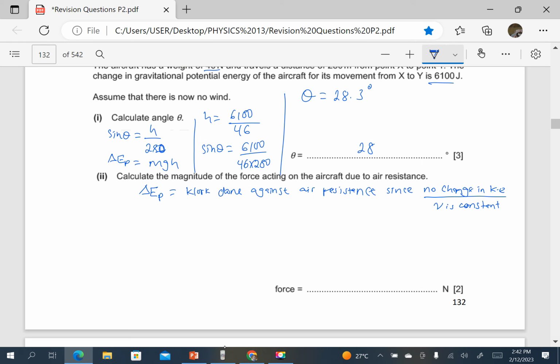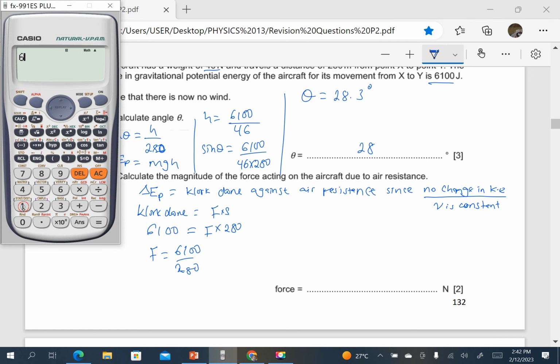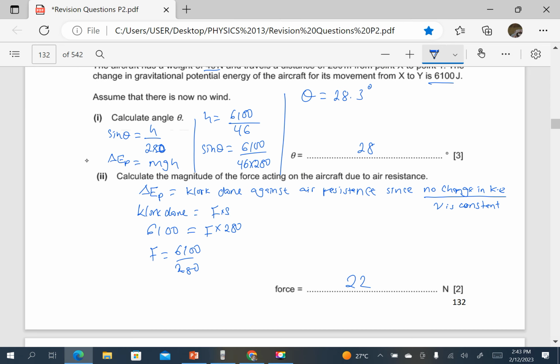Therefore, and by the way, remember, work done is equal to the force times the distance. So the work done is 6100, and the force is what we want to find. The distance is 280 from X to Y. So F is 6100 divided by 280, which gives us 21.79, or 22. So that would be 22.